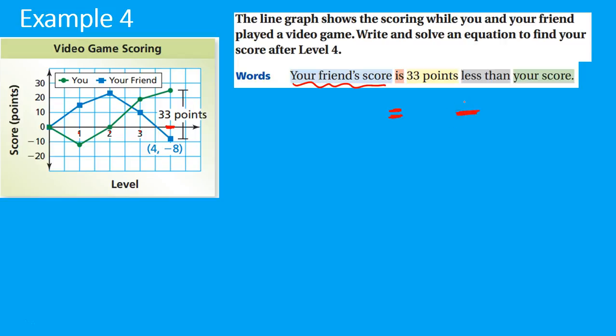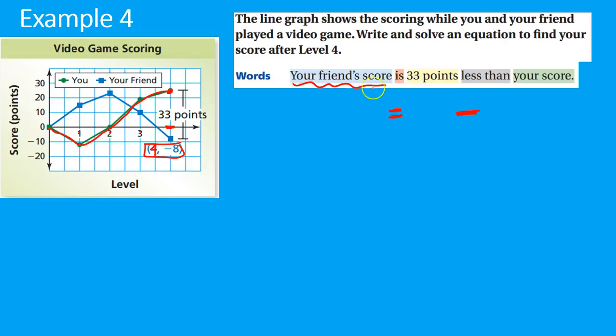Okay. Now, we have your score and we have your friend's score. You are right here in the green, so you kind of started out bad and then you got a lot better. Your score is right here. It doesn't tell us what your score is, but we do know what your friend's score is. Your friend's score is right here. It tells us this is the level, so level 4, and they ended up with -8.